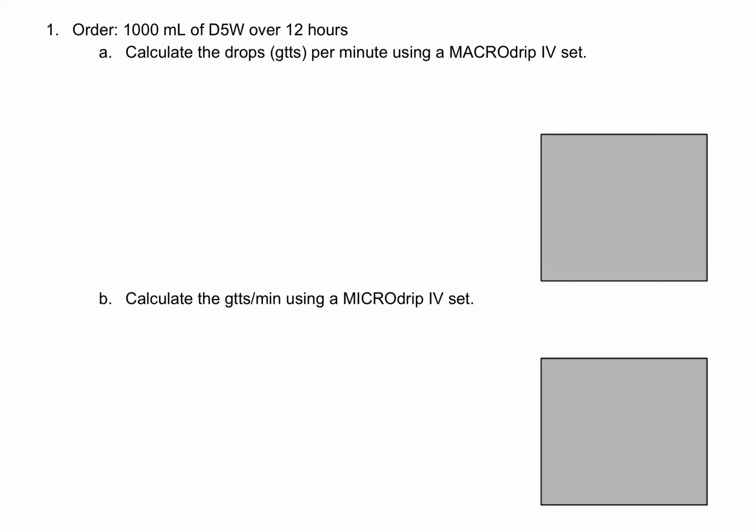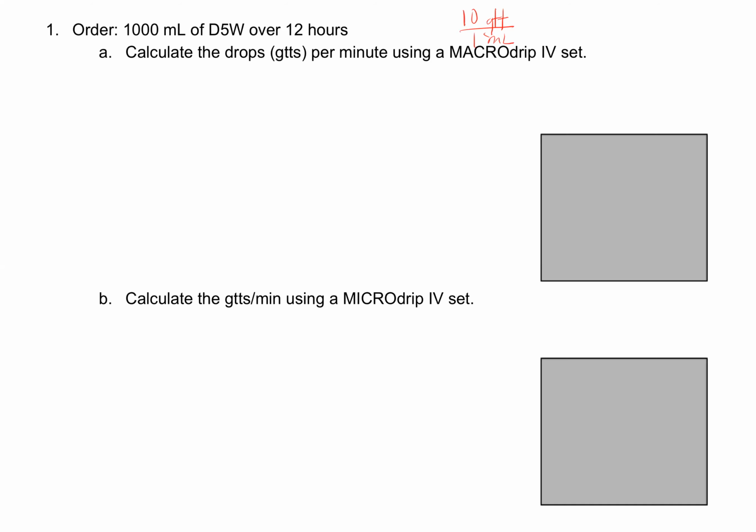So for number 1, we have the order of 1,000 mLs of D5W over 12 hours. Calculate the drops, or GTTS, per minute using a macro drip IV set. Macro drip means that it's going to be bigger drops. And the rate for a macro drip is going to be 10 drops per 1 ml.